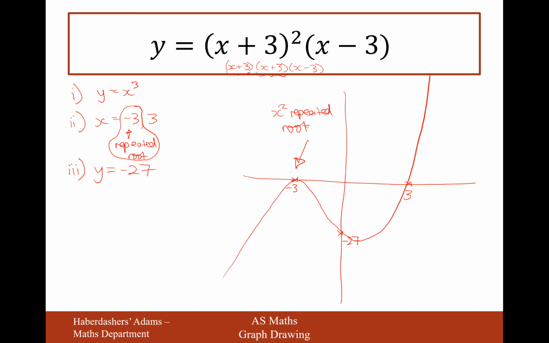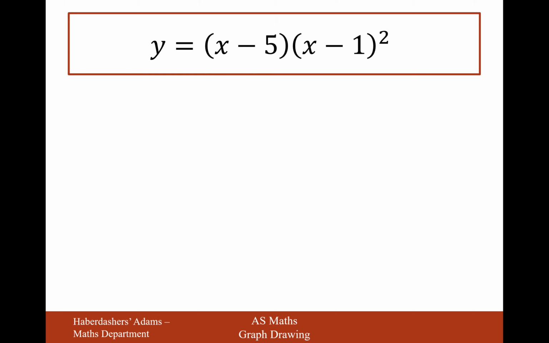Why am I writing x squared repeated root? Because it's x plus 3 squared. So it's a squared type repeated root. So if you just circle in on this region here, it looks like an x squared graph, kind of upside down, but that doesn't really matter. So yeah, this is what the graph looks like. Lovely. Okay, have a go at the next one then.